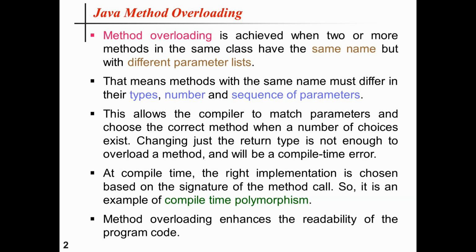Remember that all the methods with the same name but with different parameter list will be made available in the same place, that means within the same class. Another important point is that changing just the return type is not enough to overload a method, and it will result in a compile time error. At compile time, the right implementation is chosen based on the signature of the method call. So it is an example of compile time polymorphism that I have specified earlier.